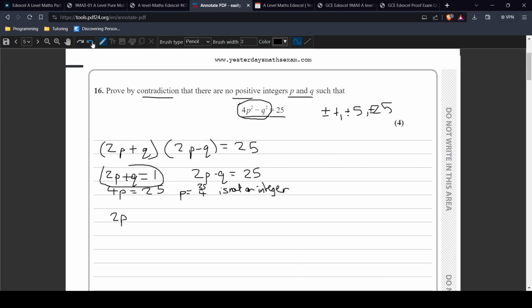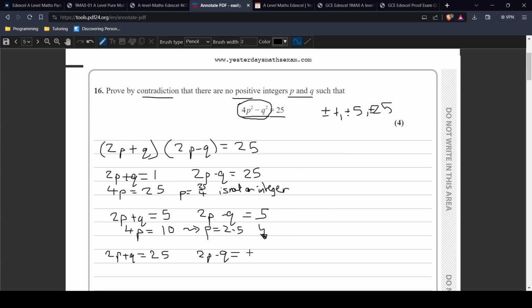So now let's try 2p plus q equals 5. So therefore 2p minus q equals 5. Solving the same way again, we get 4p is equal to 10. And again, clearly p is 2.5, which is not an integer. So this also doesn't work. Now let's try 2p plus q equals 25. So then 2p minus q is equal to 1. And this will give the same case as the first. So 4p is equal to 25, and that we know does not work.